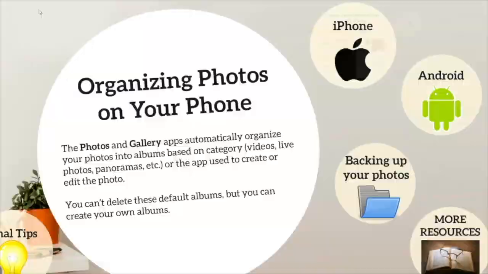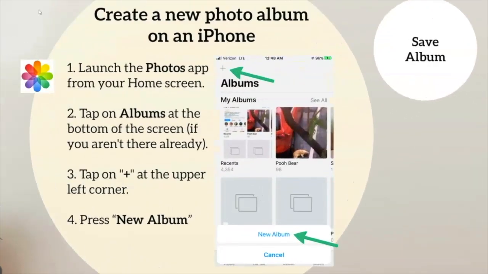So for example, on your iPhone, you would launch the Photos app from your home screen, and you'd go ahead and tap on Albums at the bottom of the screen if you're not there already. And then you'll notice a little plus sign up in the upper left-hand corner. Go ahead and tap on that. Okay, and then you hit New Album.